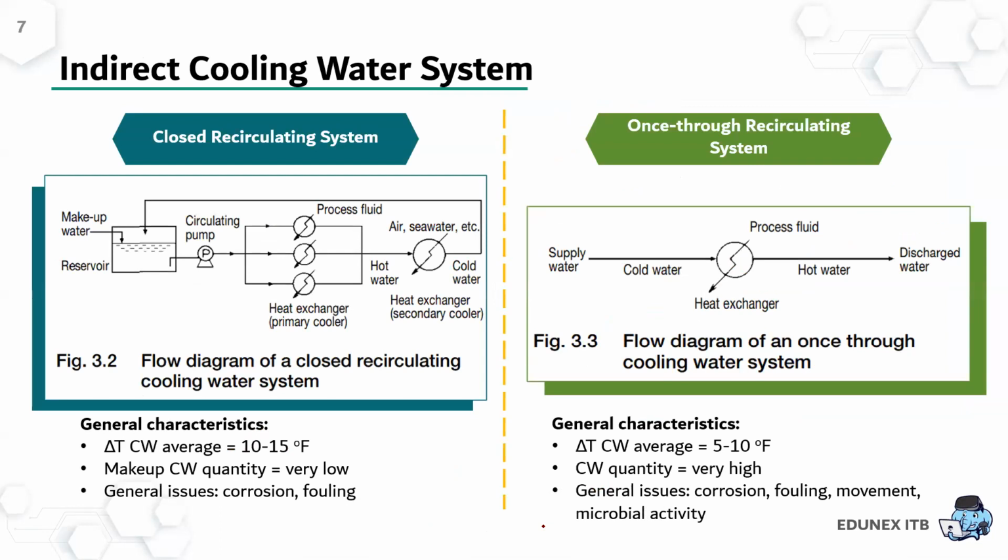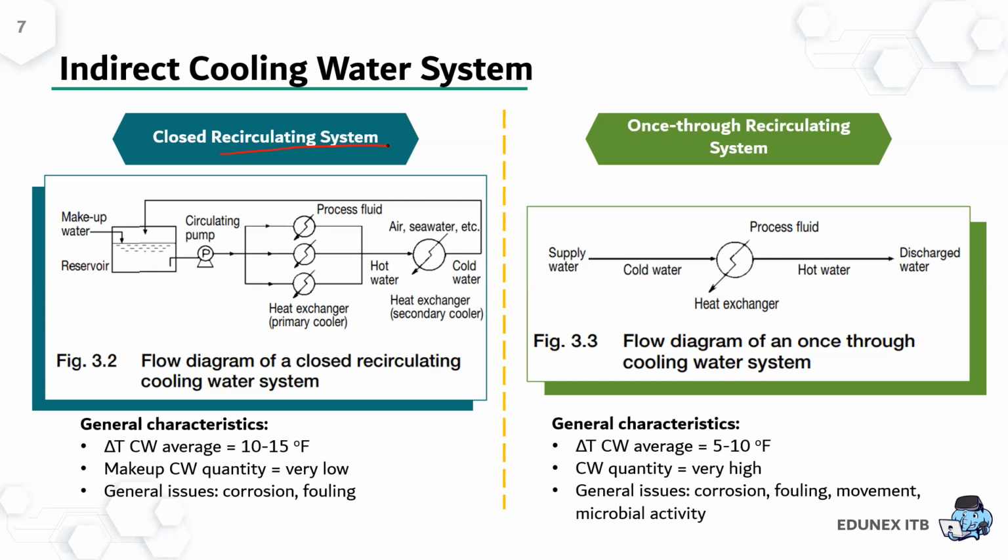Okay, the next sub-classification of the indirect cooling water systems, the second one, we call the closed recirculating system. So what is the main difference based on the flow diagrams presented in this slide? Can anyone guess or have an idea based on the flow diagrams? The open one is exposed to air, sir. Well, this one isn't. Okay, exposed to air, good point. Any other thoughts? No blowdown as well, sir. No blowdown. Okay.